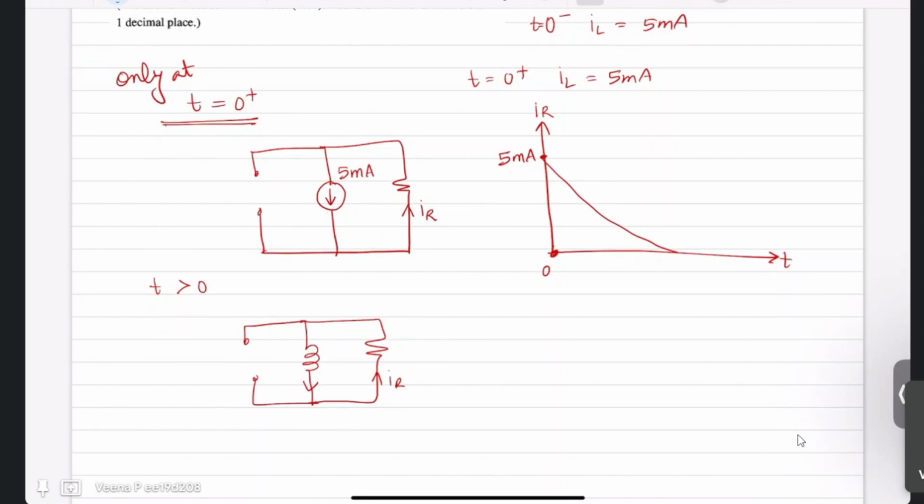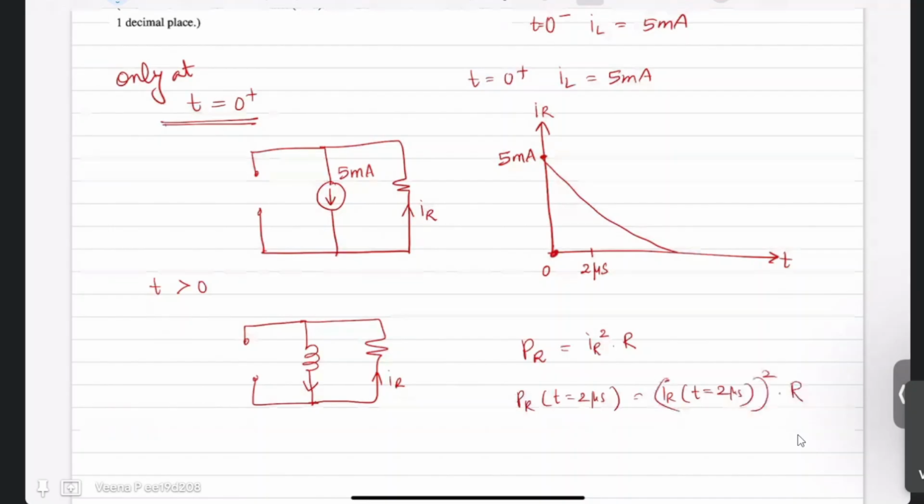Now you are asked to find the power dissipated at t equal to 2 microseconds. The power dissipated through a resistor is the current through the resistor squared times R. So that means it is IR at t equal to 2 microseconds, squared, times R. Now you have to find what your IR is at t equal to 2 microseconds.